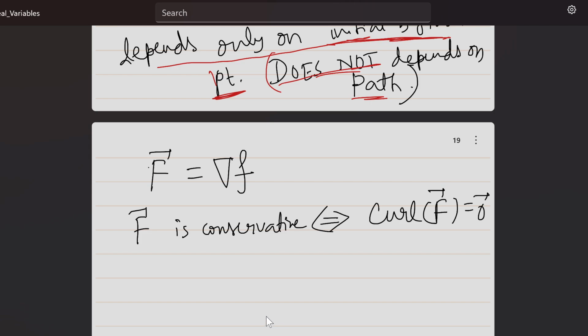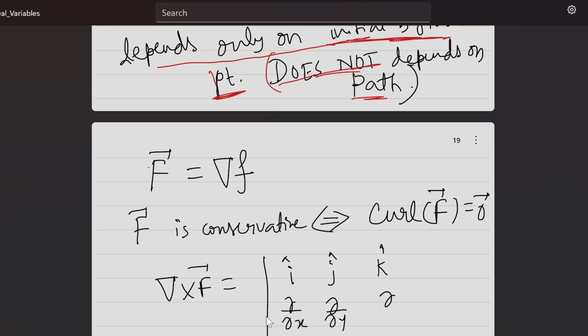Okay, so I will tell just one thing. Curl means you have to find this determinant: i, j, k; del x, del y, del z; and f1, f2, f3. This is called the curl vector. This is a vector, though it is a determinant. You know, a determinant usually means a number, but here it is a vector because the first row is i, j, k.